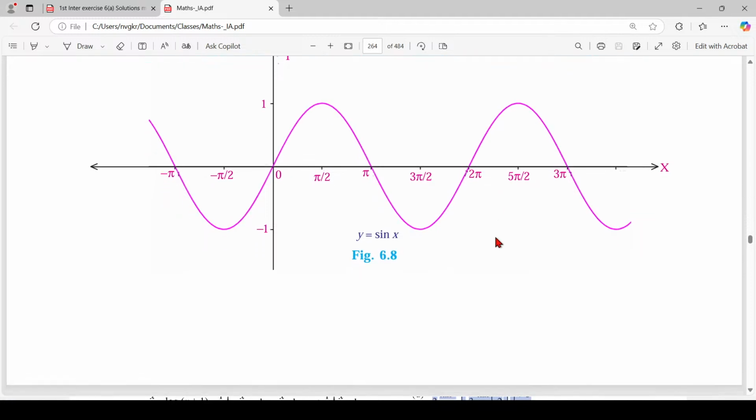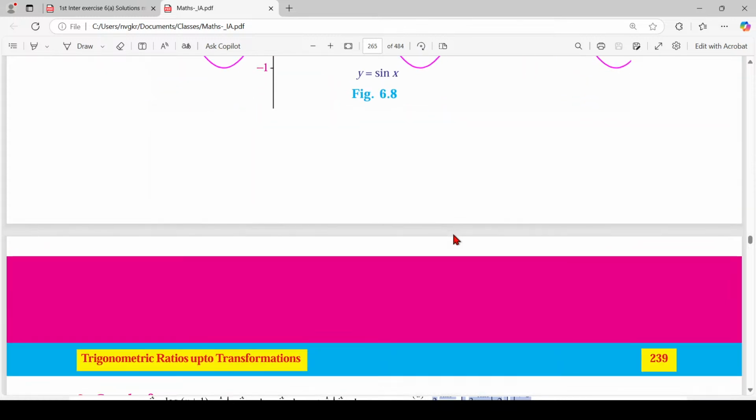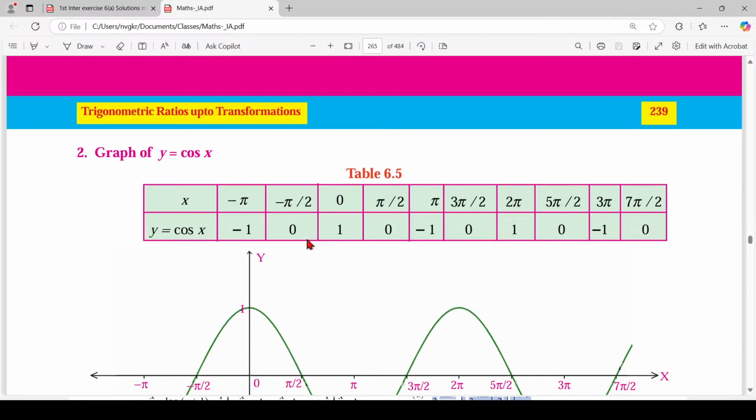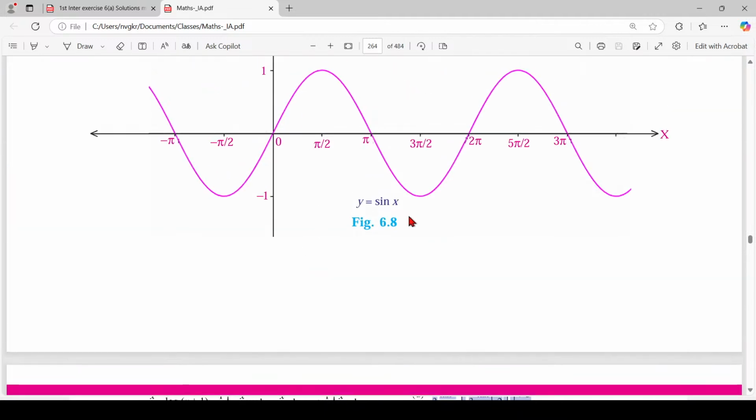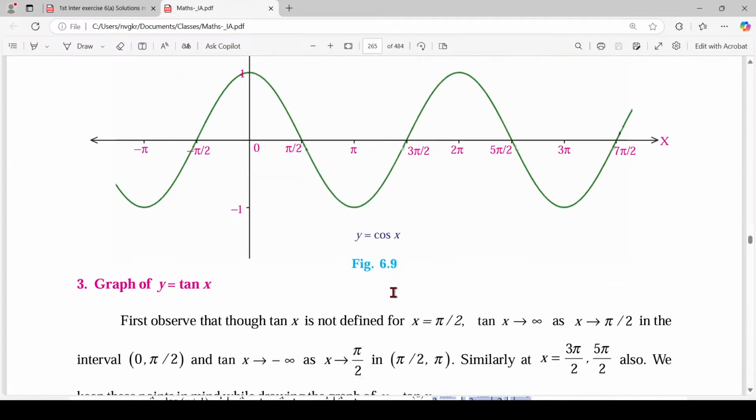So what does that mean? When the function is repeating, sin x equals sin x plus 2 pi, right? Because it is repeating after every 2 pi units, we say the period of sin x is 2 pi. Similarly, cos x also repeats after every 2 pi units, so here also the period is 2 pi.